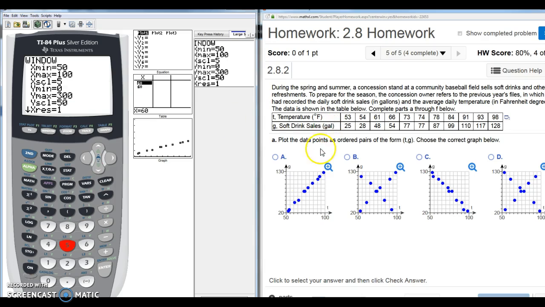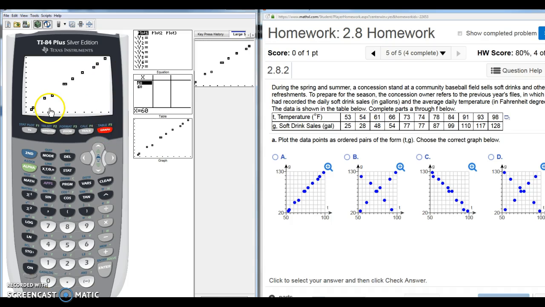And then my soft drink sales looks like they're starting at 20. Just going to steal their values, and they're ending at 130. And it looks like they're counting by 20, 30, 40, 50, 60, 70, 80, 90, 100 by tens. So I'm going to change my Y scale to count by tens. Now I'm going to hit graph again. That looks better. So it looks like it's choice A. They're all increasing.